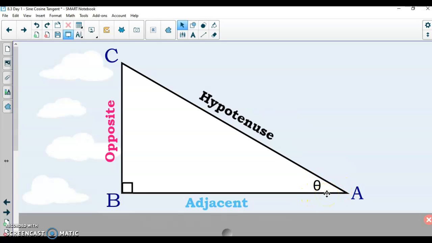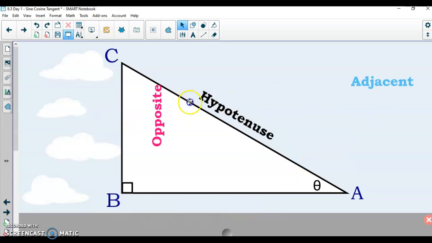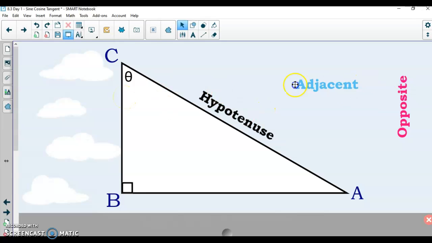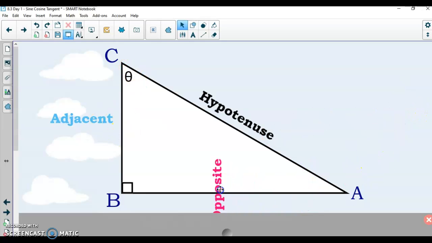So then, if I was to switch this, let's say instead the angle that we're trying to solve for, or that we knew about, was C. Well, then the adjacent leg becomes side length CB, because that's the leg that's next to that angle, and then opposite would be across from it, which would be side length AB.